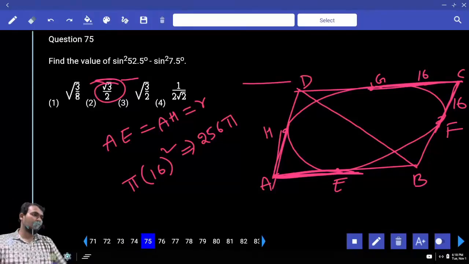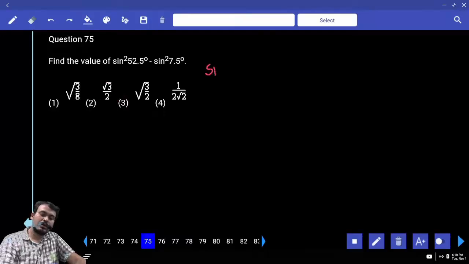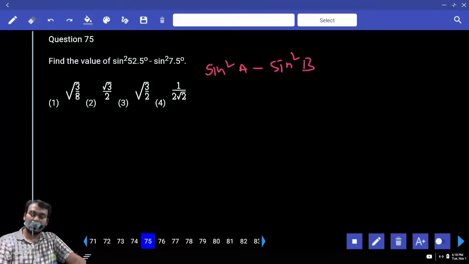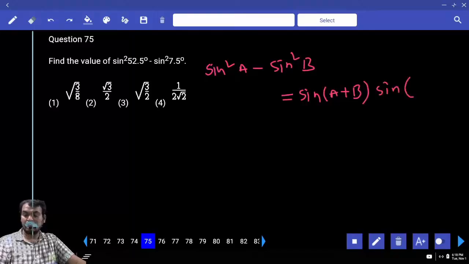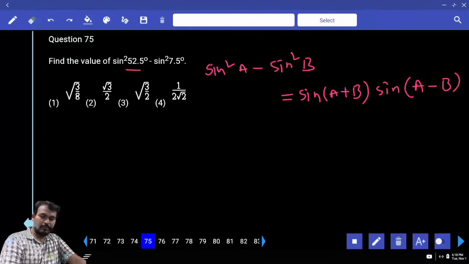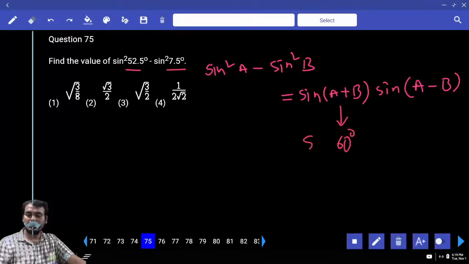Next 75. Find the value of sin square 52.5 minus sin square 7.5. This one we write as sin square A minus sin square B. What is the sin square A minus sin square B value? Sin of A plus B into sin of A minus B. Okay. One is 52.5, another one 7.5. Adding both gives 60, so sin 60.